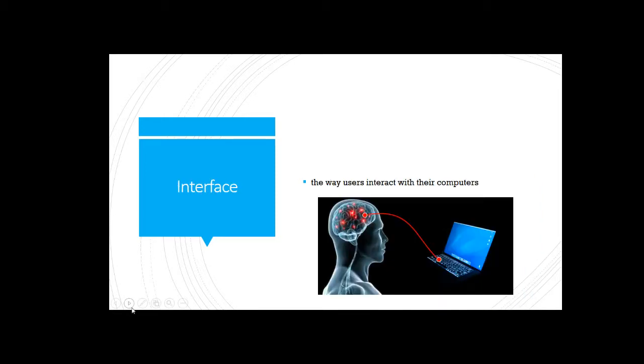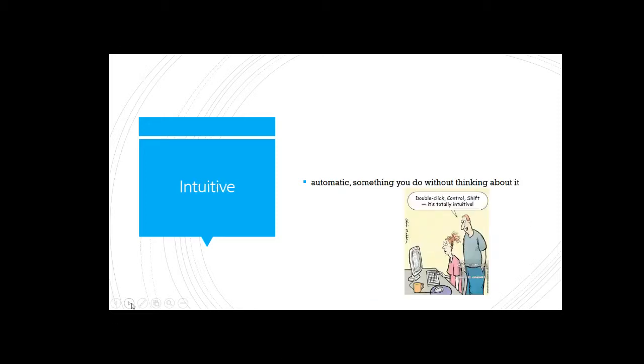Now, what is interface? It is the way users interact with their computers. Okay? Now, what is intuitive? It's automatic. Something you do without thinking about it. Like this little cartoon here. Double click, control, shift. It's totally intuitive. We kind of do a lot of these things on the computer without thinking about them. It's just kind of this automated response. That's what it would mean as far as computer terms.